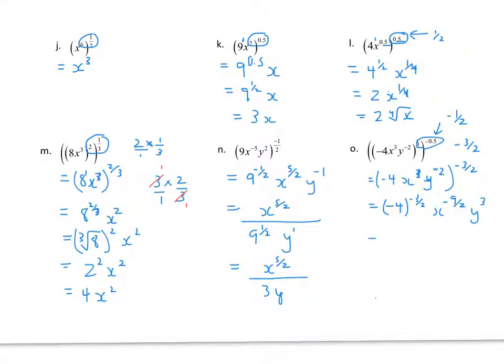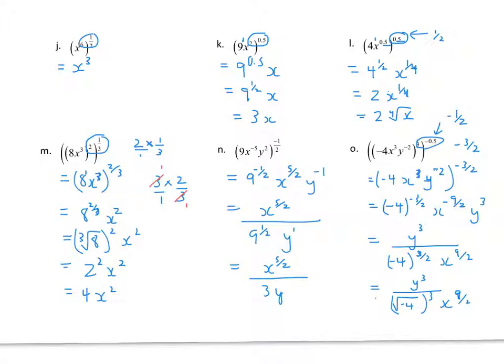Okay, now we can start using the negative exponent rule. The y to the 3 is going to stay on the top because it's already a positive exponent. The base of -4 slides to the bottom. Its exponent is now +3/2. And the x slides to the bottom, and its exponent is now +9/2. All right, so let's look at this evaluating piece with the base of -4. That is saying we have the square root of -4, and then we're going to cube that answer, and then x to the 9/2.